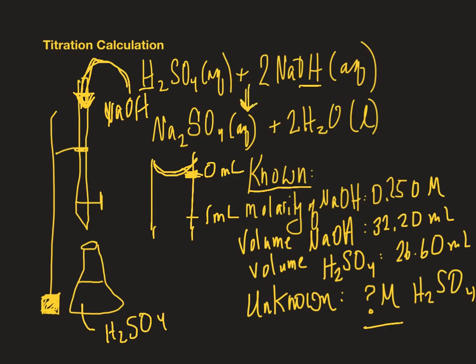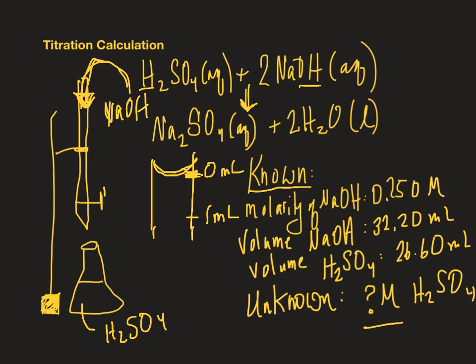Now, sodium sulfate is aqueous, and water is our solvent, which is why we write that as liquid, because it would not make sense to write water dissolved in water. So there's no solid form. The sodium sulfate that is formed remains in the solution below.